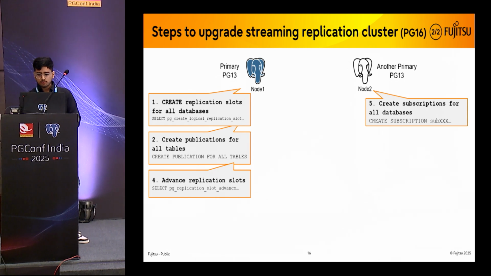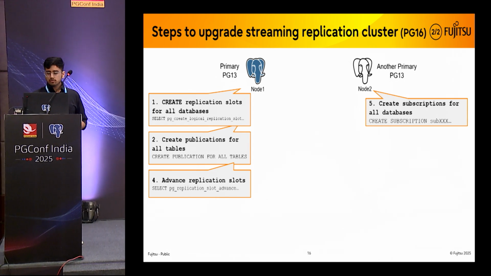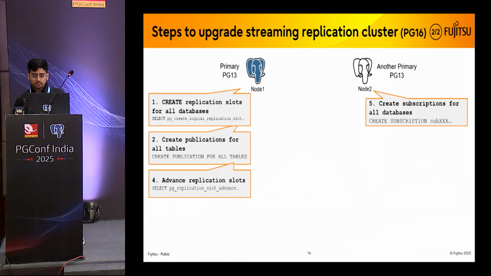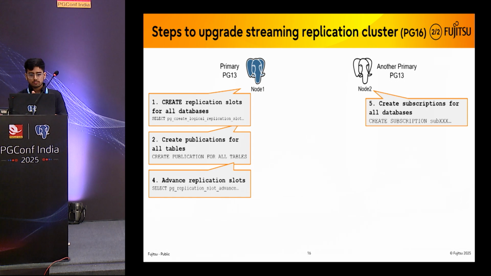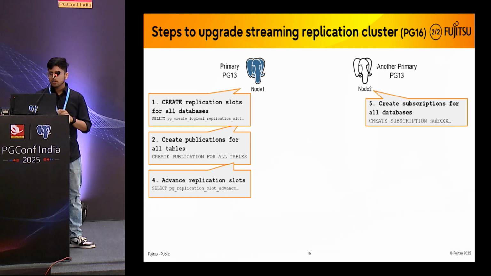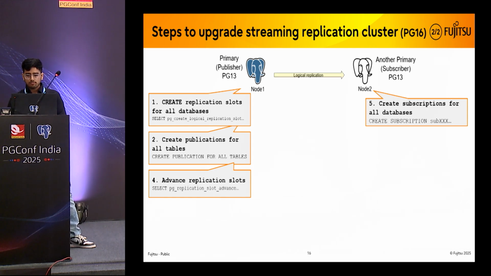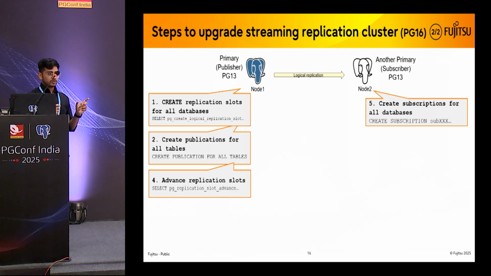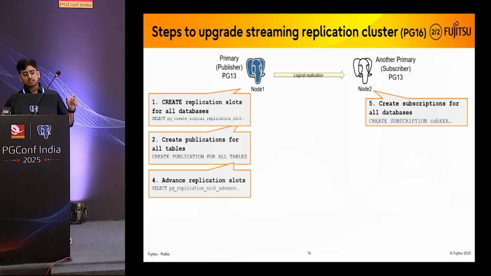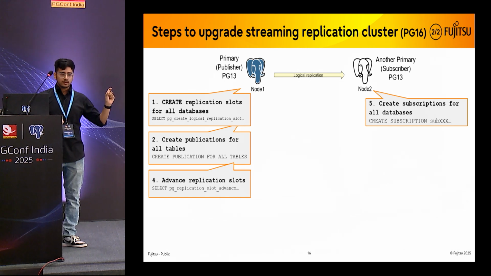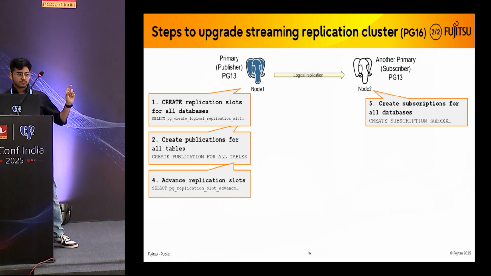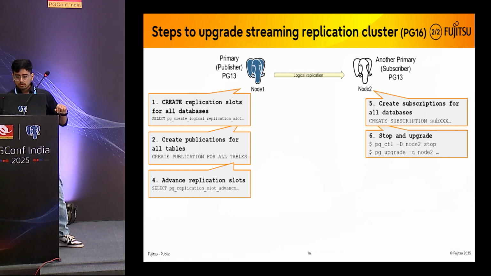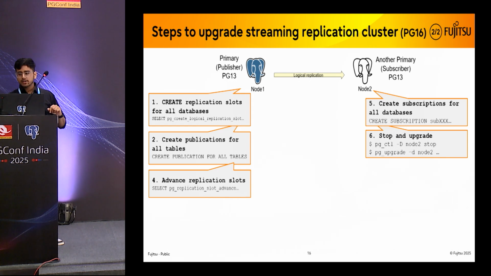Then we will create subscription for all databases on the subscriber node, node 2. While creating the subscription, we will be using the slots which we created in step 1. And once we create the subscription, our logical replication setup is done, and the changes will start to replicate from the point, the LSN value that we advanced the replication slot to. Then we stop and upgrade node 2.